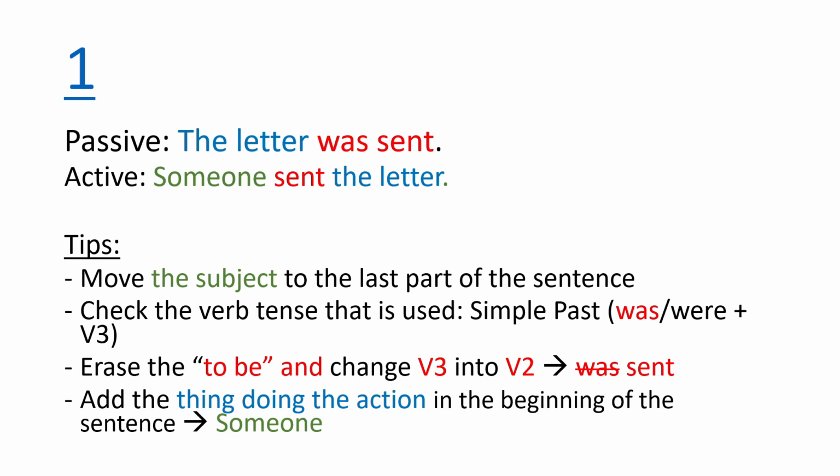So in this case, what you need to do is move the subject to the last part of the sentence, which is the letter, and then check the verb tense that is used. Simple past, was plus verb 3. Then you erase the to be and change verb 3 into verb 2. Was is erased, and sent stays, because verb 3 and verb 2 are the same, so you don't change that. Add the thing doing the action at the beginning of the sentence. You can add someone, Rita, John, whatever. Okay, so clear for this.